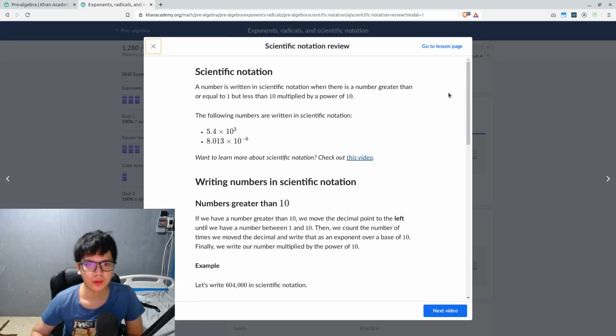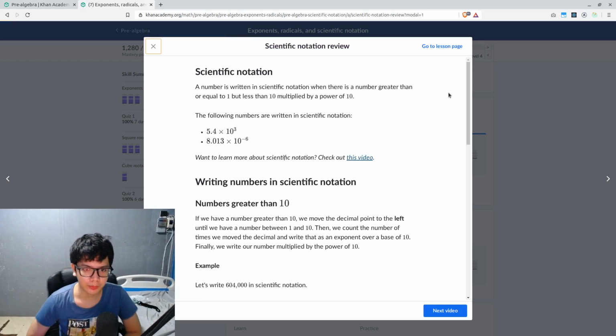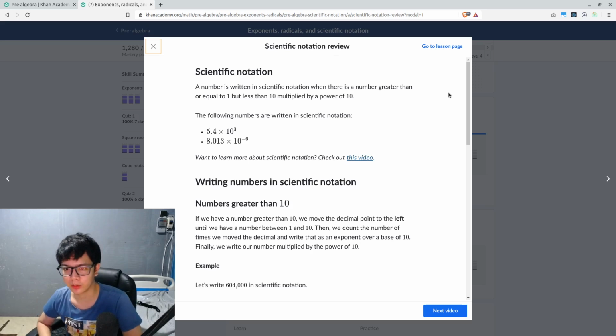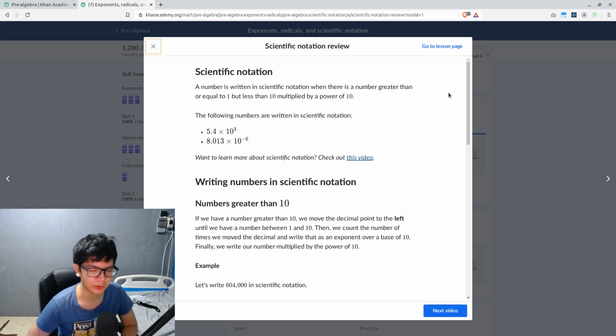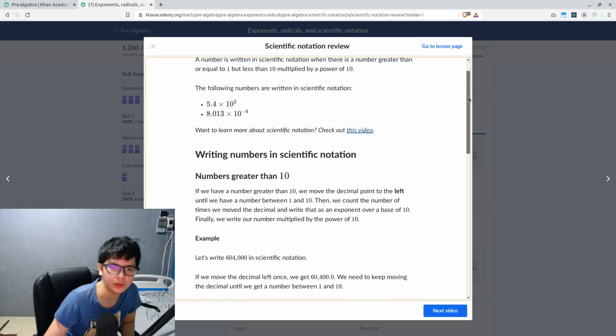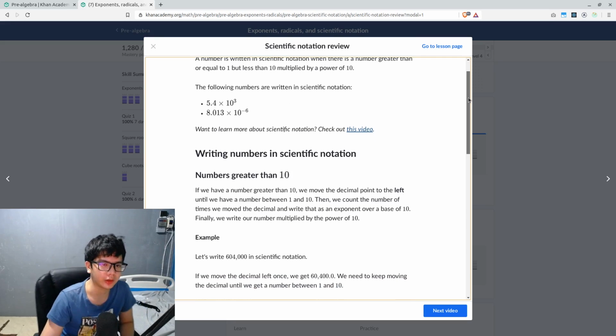Let's see. A scientific notation. A number is written where there's a number greater than or equal to 1, but less than 10, multiplied by a power of 10. The following numbers are in scientific notation. Okay.